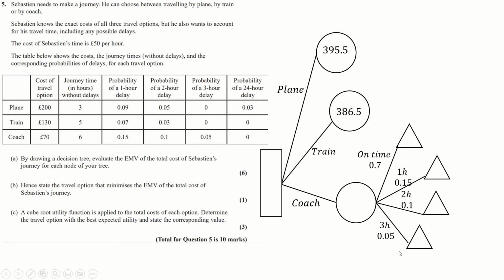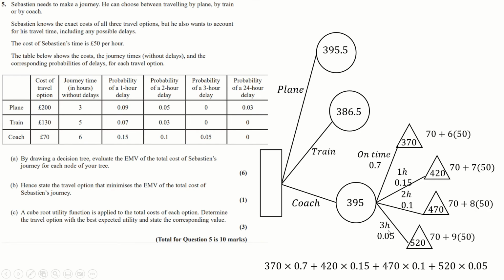Anyway, these are the 4 options that can actually happen. So we have here, it's going to be 70 plus 6 times 50, and next one will be 70 plus 7 times 50, and so on. And 9 times 50 gives you this. Again, one more time, this times this, plus this times this, plus this times this, and so on, gives you this amount here. The lowest of these options is the train, so he should choose the train.